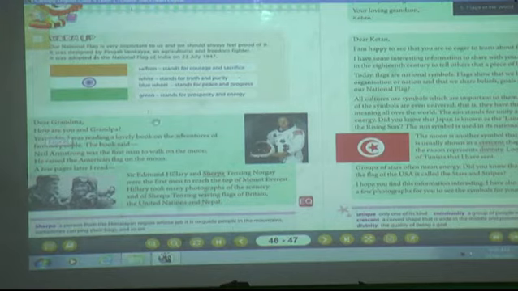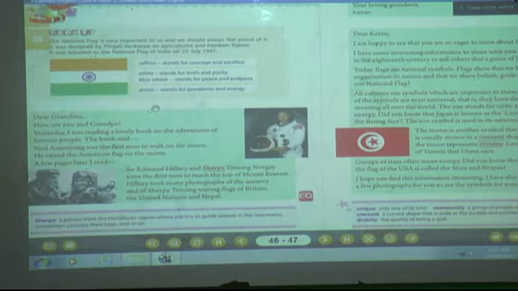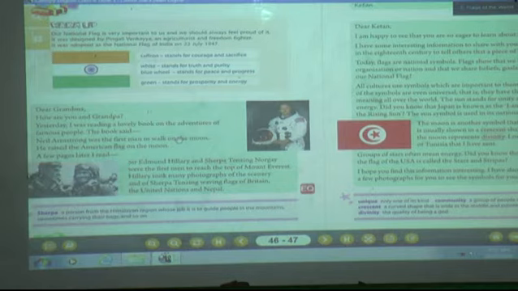So he does not directly tell her what he wants to say. Whenever we write a letter to anyone, we first ask them how are you, all that. So here also he says, how are you and grandpa. Okay, so here if you see who the speaker is, his name is Ketan. He is asking his grandma, how are you and grandpa. He is asking about grandma and also grandpa. Now he is sharing something with his grandma. Now we will see what he is sharing.